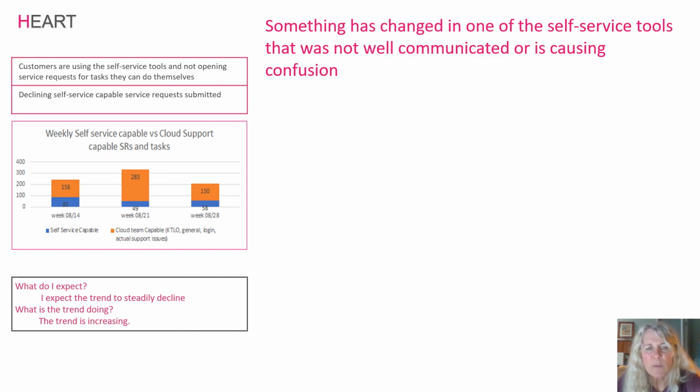And so if the trend is going up, they came up with a hypothesis. And the hypothesis was, hey, one of the other products within the CCOE team might have changed something in their self-service tool that was not communicated well or is causing confusion. And therefore, people who would normally go out and do self-service are having to come to us and ask us to do it for them because they're confused.